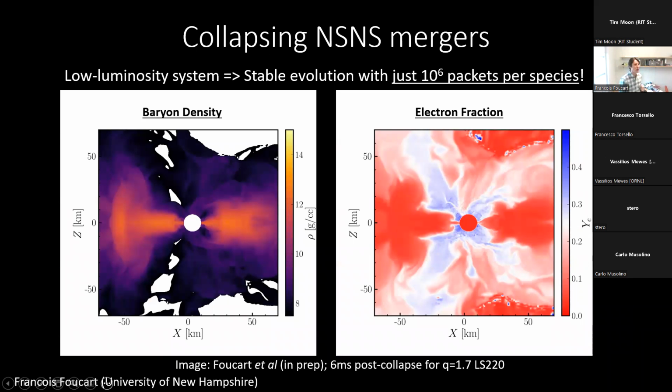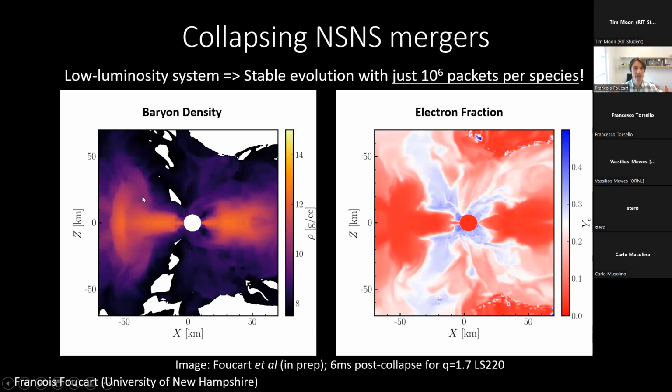But this is actually kind of a worst-case scenario for Monte Carlo, and I wanted to briefly show this plot, which is from an ongoing simulation. What we are doing now is doing Monte Carlo simulations of systems that do collapse to a black hole, or black hole neutron star system, which never have a neutron star remnant. And in this case, we can actually get away with doing Monte Carlo with a very small number of packets. Just about 1 million packets per species is sufficient for stable evolutions.